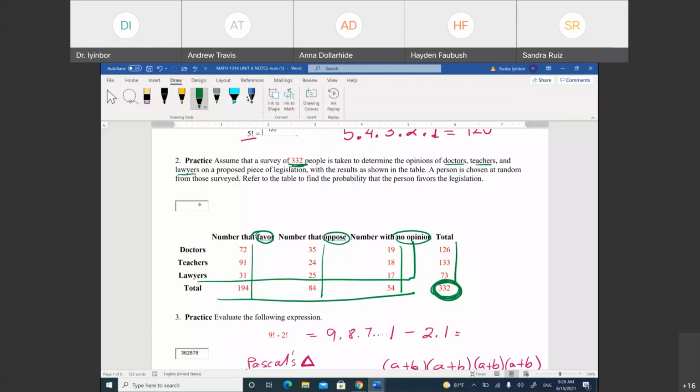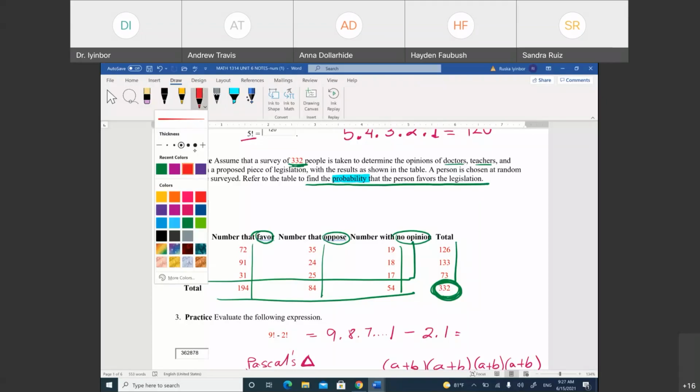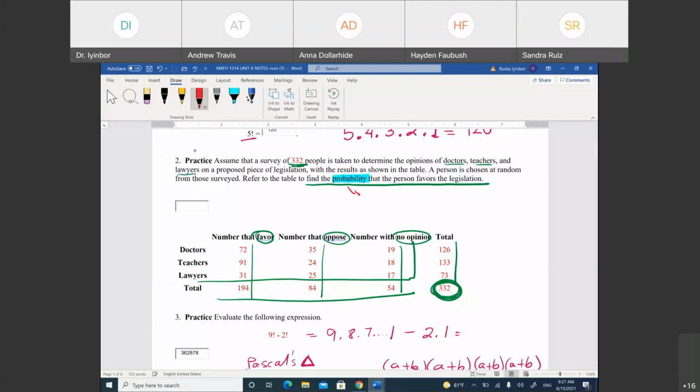So the question here is, a person is chosen at random from the survey. Looking at this table, find the probability that the person favored the legislation. So the keyword is probability. How do you find the probability? The definition of probability is the ratio. So probability is the ratio between what they're asking over the total number. Ratio means fraction: the number of people they're asking about over the total number.